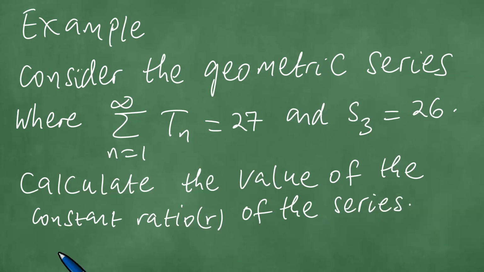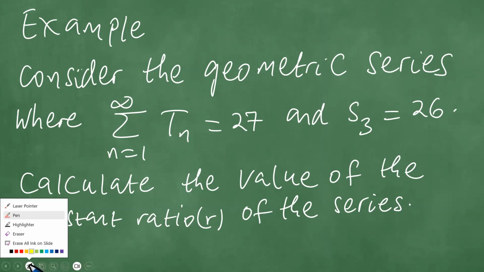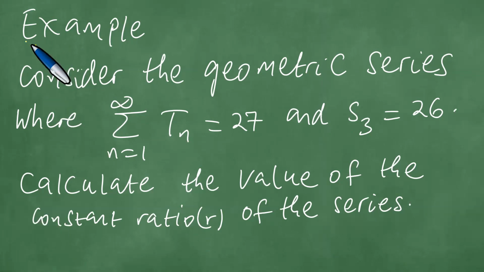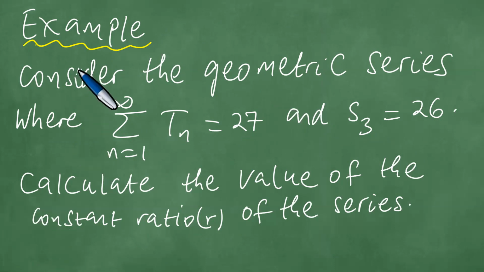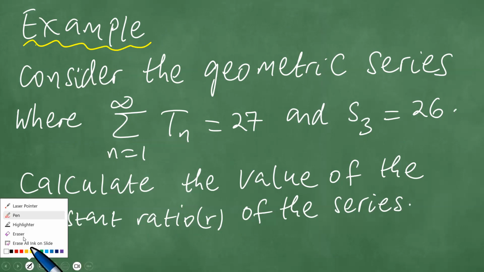Like I said, this one is for you, Ayanda. Past exam question, what do you think? Right, consider the geometric series such that the infinite series is 27, but the sum of the first 3 terms is 26. So it's already a geometric series. It means that we're using the formula Tn equals AR to the power n minus 1.